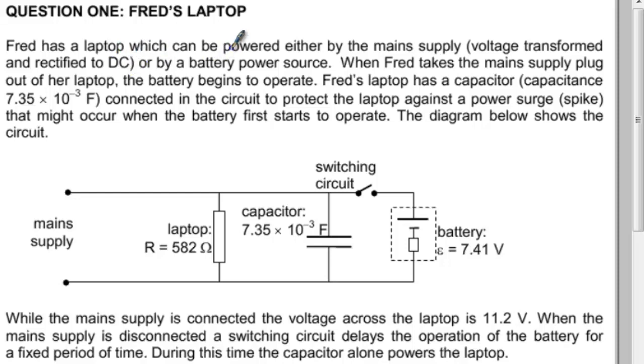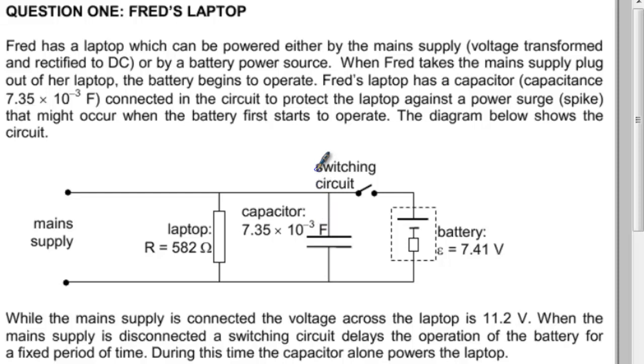When Fred takes the main supply plug out of her laptop, i.e. when these are disconnected, the battery begins to operate. The battery's over here with an internal resistance. Fred's laptop has a capacitor with a capacitance of 7.35 millifarads over here, connected to the circuit to protect the laptop against a power surge that might occur when the battery starts to operate. The diagram below shows the circuit.